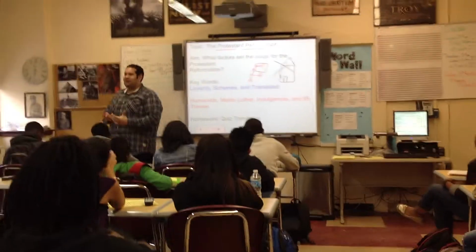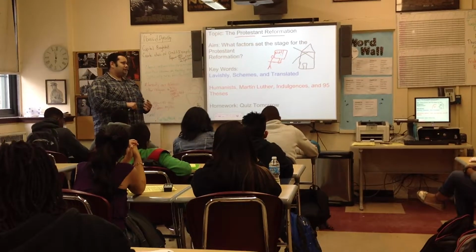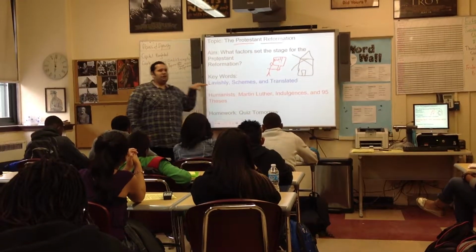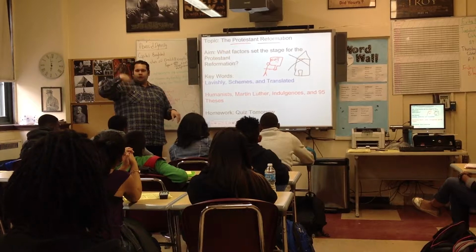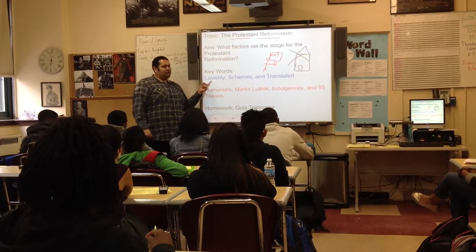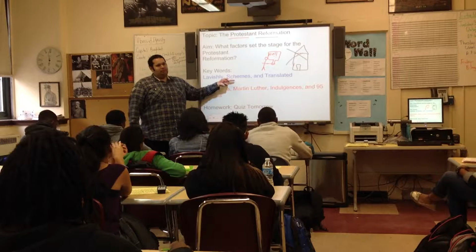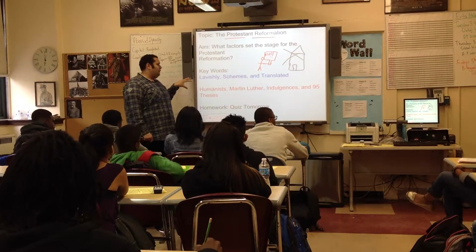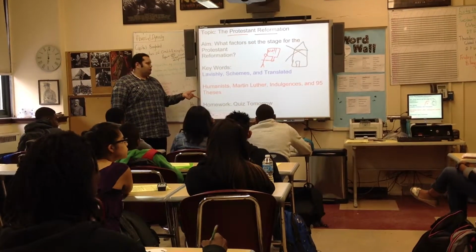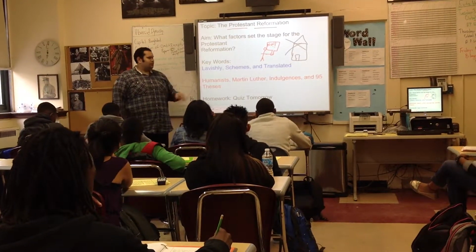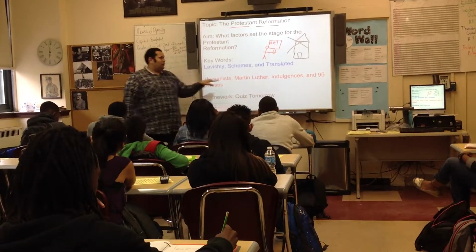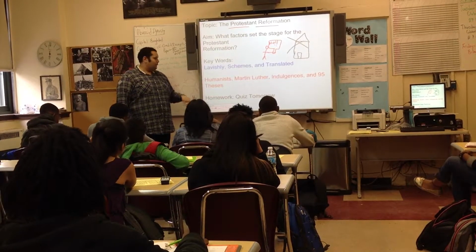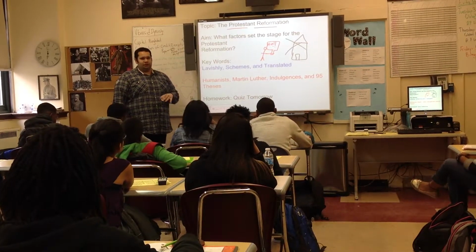So that's the topic, as weird as it is. You kind of already have the backstory for this. Today's key words that you need to know, guys, are just normal English words that you should hopefully have in your vocabulary. You should hopefully know by now what the words lavishly, scheme, and translated mean. If you don't know, we'll know today. When it comes to history keywords, you should know humanist, Martin Luther, indulgences, and 95 Theses. Alright? And you have a quiz tomorrow, just so you know that now.